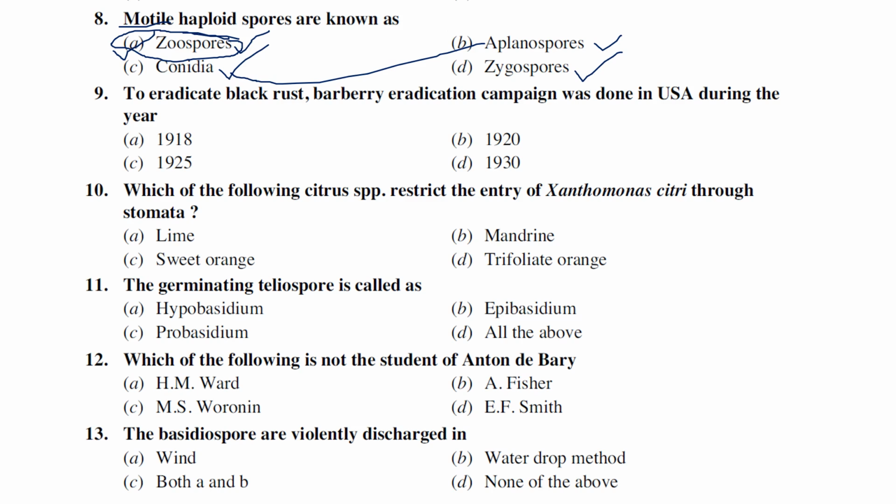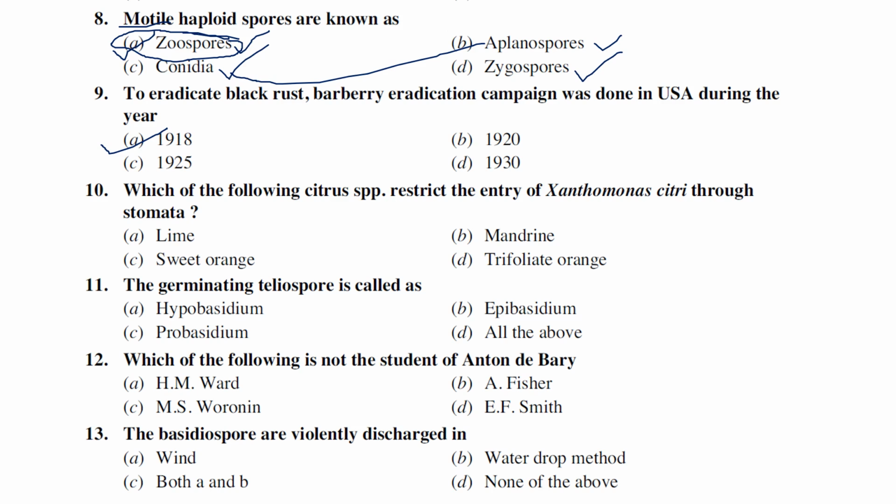To eradicate black rust, a barberry eradication campaign was done in the USA around the year 1918. The USDA, United States Department of Agriculture, started a barberry eradication program in the US around the 1970s, and around 2 to 3 million trees were eradicated, as mentioned on the APS website. But the original campaign was started in 1918.